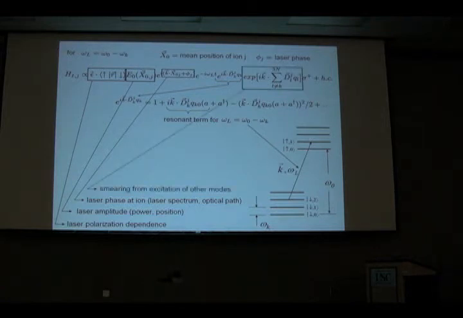Okay, so there's this other part of the expansion of these position terms in the cosine kx factors, and although these are non-resonant, what they do is all this mess here effectively expresses the fact that if the other modes are excited, then the position of the ion is smeared out somewhat, and if we don't control that smearing out, that affects the transition rate, so it also causes loss of fidelity.